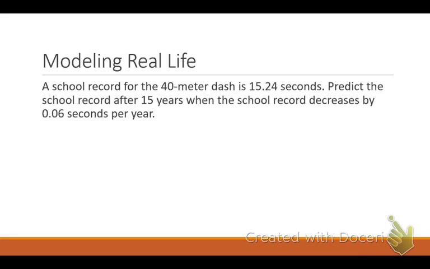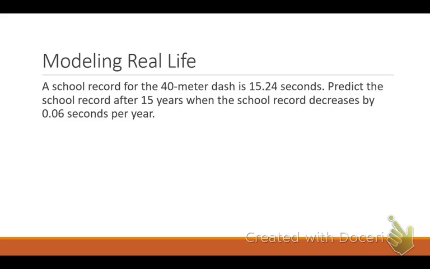So this is kind of like a real life example. Of course, they always put these in our lesson. It says the school record for the 40-meter dash is 15.24 seconds. Predict the school record after 15 years when it decreases by 0.06 seconds per year. All right? So I want you to visualize this for a second. It is 0.06 every year for 15 years. So what do you see when you visualize? You just see 0.06 15 times, right?